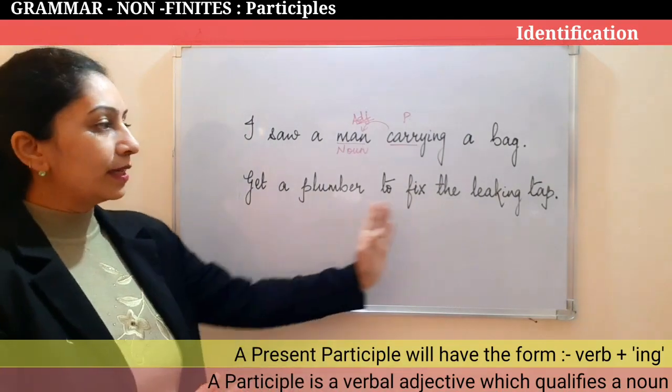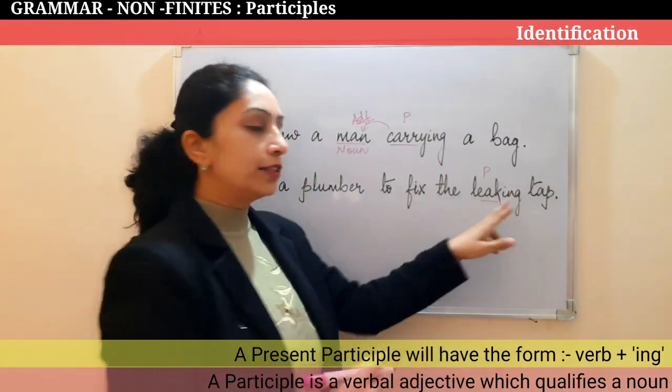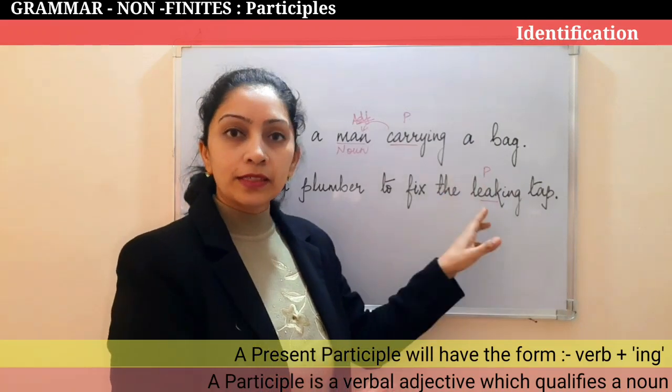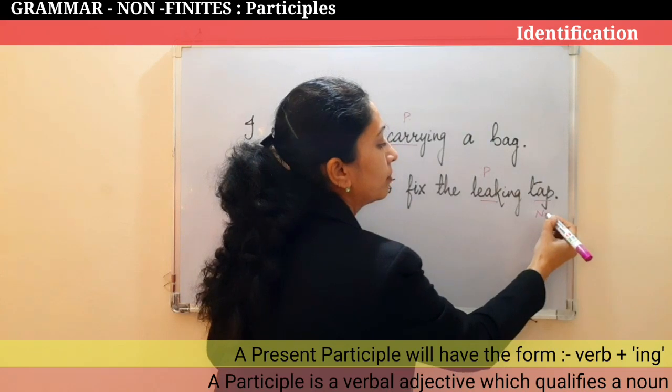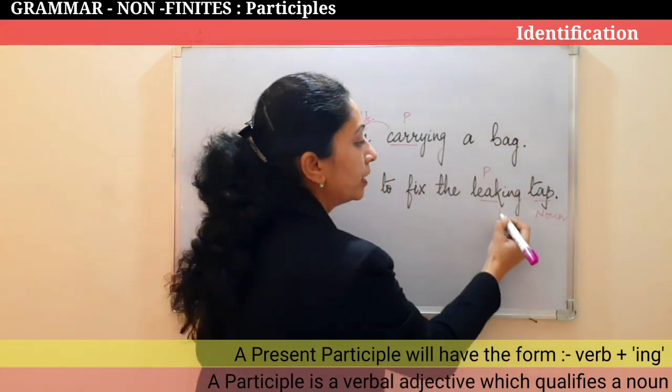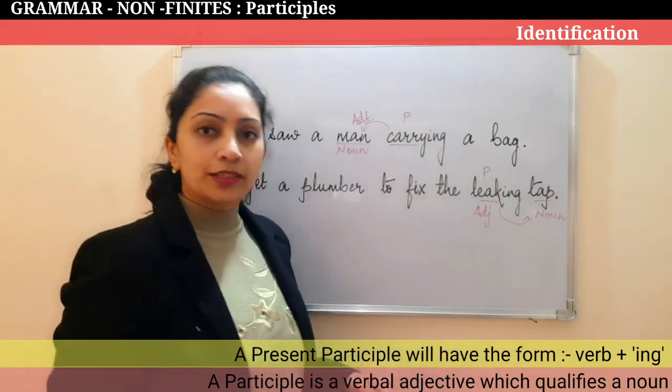Now here you can see that leaking is a participle because it has the ing form, and it is also defining the noun tap. So tap here is basically a noun to which the word leaking is acting like an adjective.